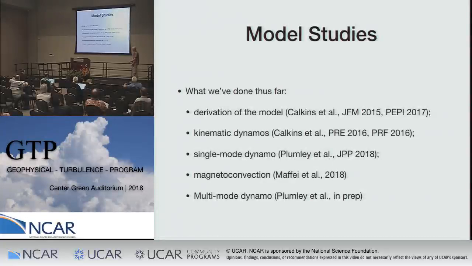Some of the stuff that we've done thus far, aside from deriving the model, we've looked at some kinematic dynamos, some simplified single mode type dynamos where you take a fixed horizontal wave number, just one horizontal wave number. Look at those dynamos. Meredith recently published this work. Most of the work I'll talk about today is these two regions down here, some magnetoconvection studies that Stefano did, as well as some more dynamos later on in the talk.